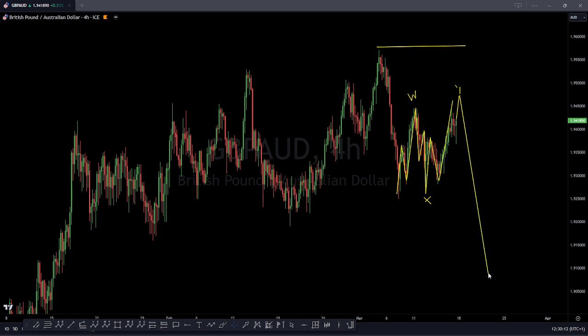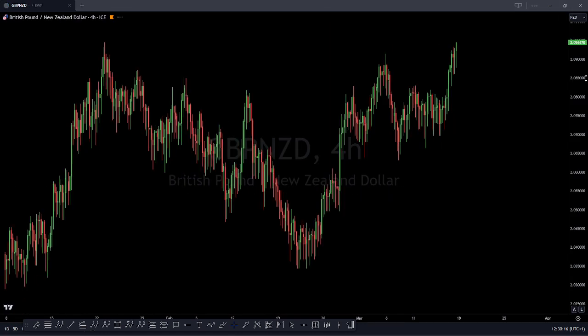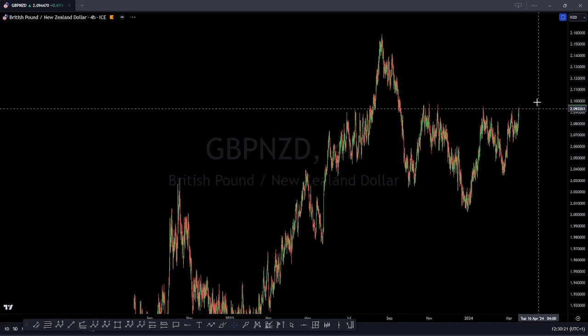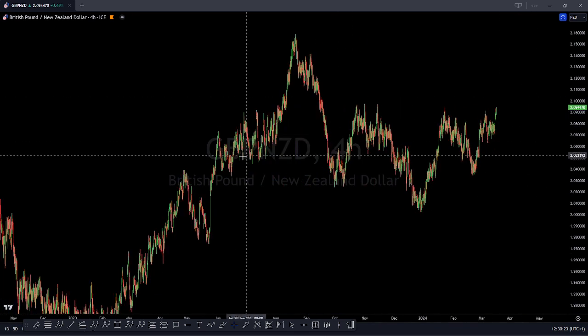The big shot again to the downside on Pound Yen. It still looks good for a bearish move to the downside. However, Pound New Zealand, on the other hand, does not have a good look for a move to the downside. After I check this high here, it might be a different story.